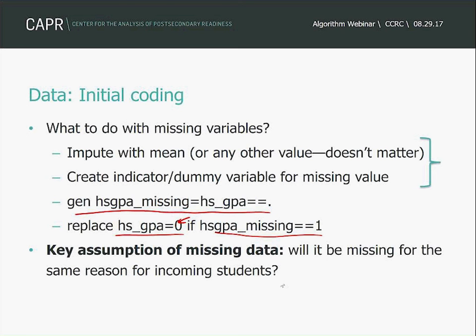If the rate of missingness and the reason for missingness is roughly the same in the historical data as it will be in the incoming data, that's ideal, because it means our indicator for missing, that interpretation of that coefficient, is still the same. It's picking up the same types of students who are missing that data in the historical data as they are in the new data.